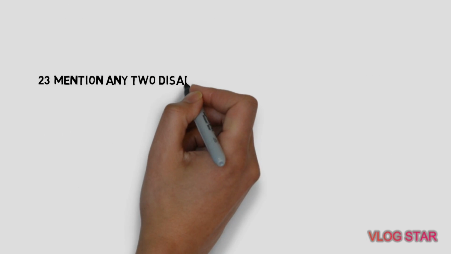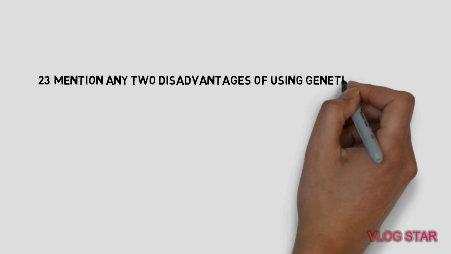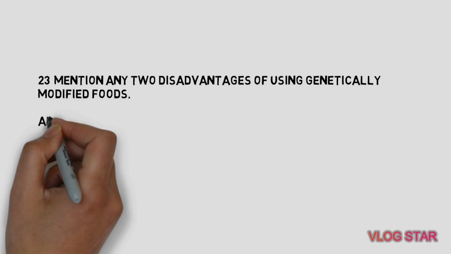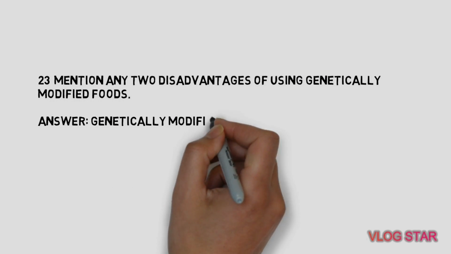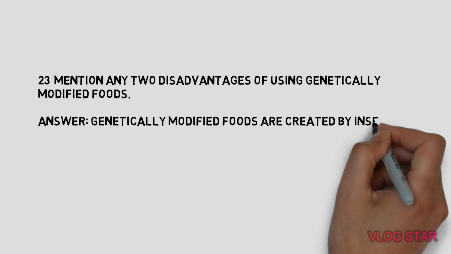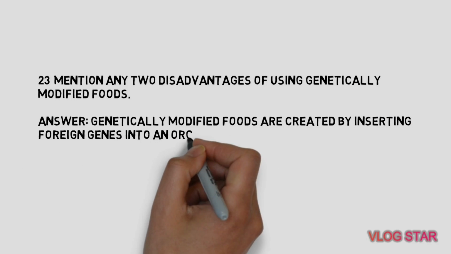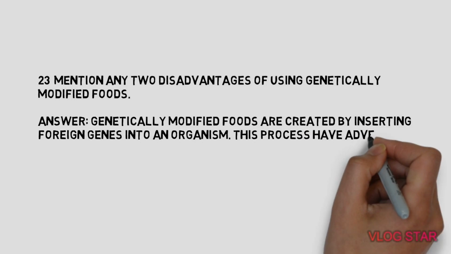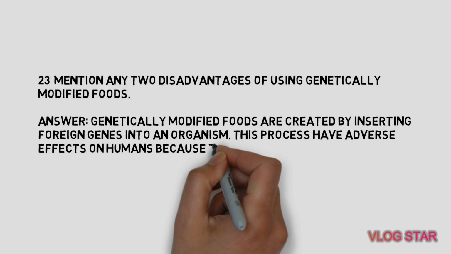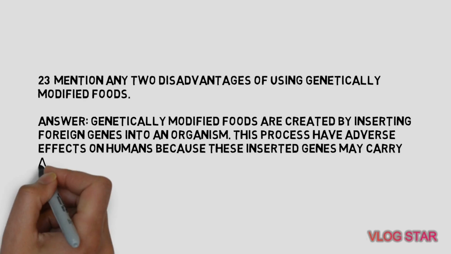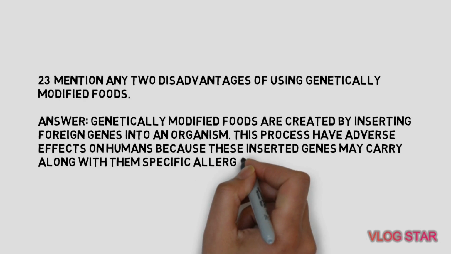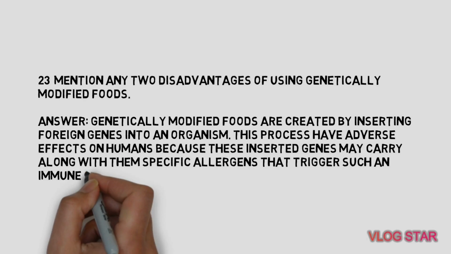23. Mention any 2 disadvantages of using genetically modified foods. Answer: Genetically modified foods are created by inserting foreign genes into an organism. This process has adverse effects on humans because these inserted genes may carry along with them specific allergens that trigger such an immune response.